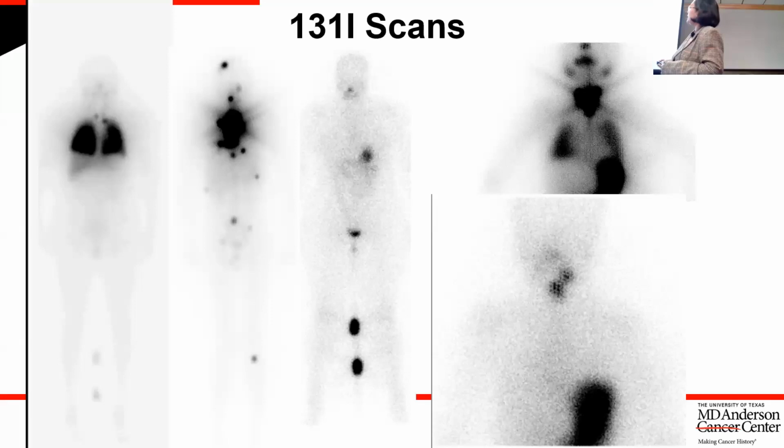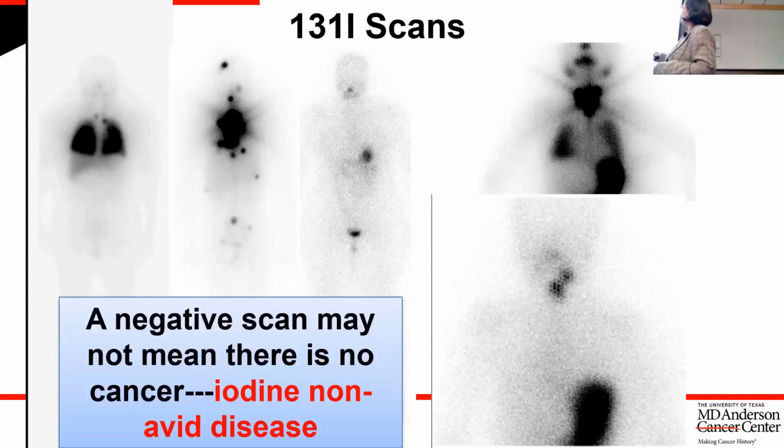Now, what you see here is physiologic. That means it's in the stomach, in the bladder. So we don't get worried by this, but we tend to look at what is lighting up in the neck and in the lungs. A negative scan, like you saw here, does not necessarily mean that there is no cancer. It could mean that there is cancer which does not take up radioiodine. And that is important to understand because that tells you that this cancer is now progressing. It's not your well-behaved, slow growing papillary thyroid cancer anymore.